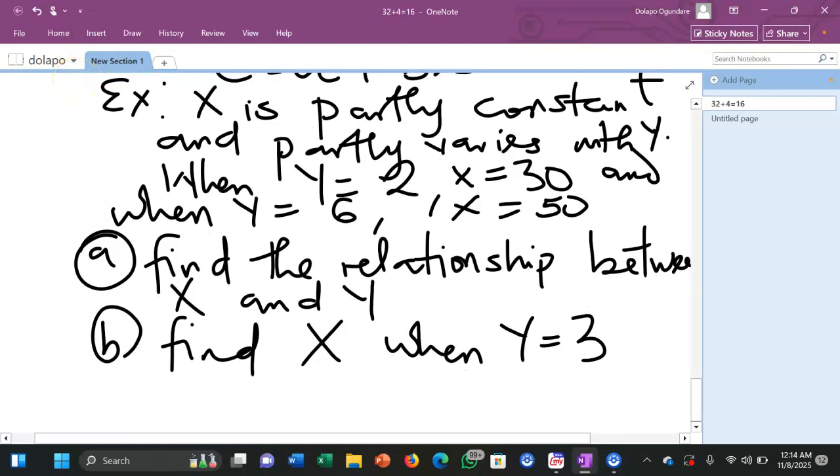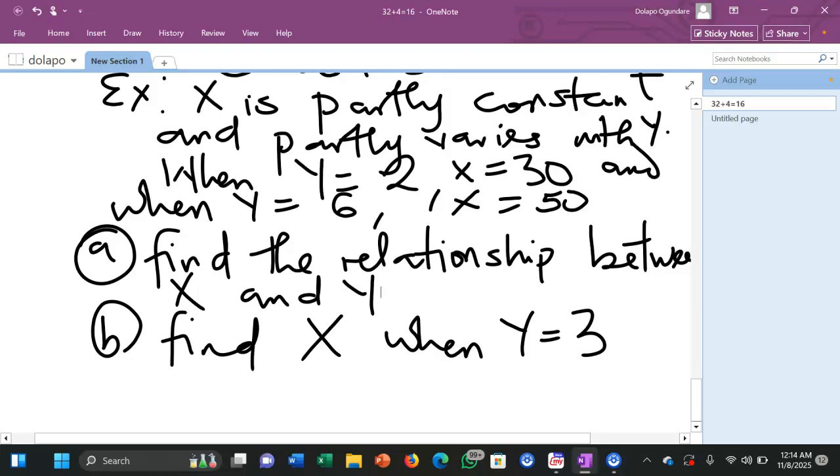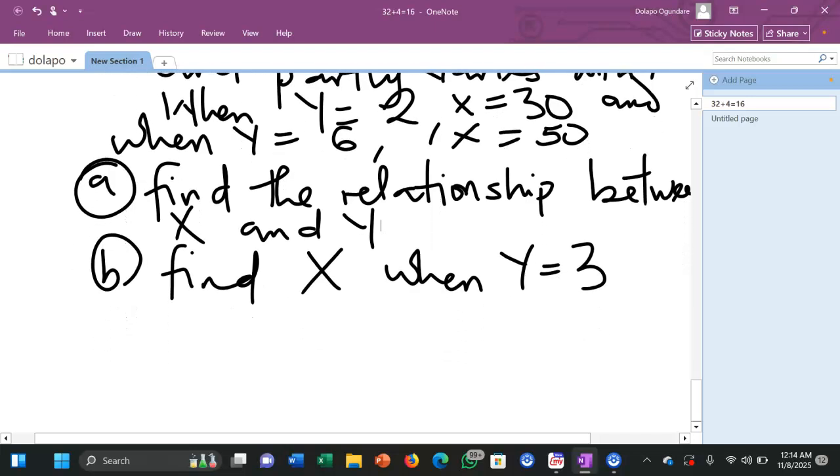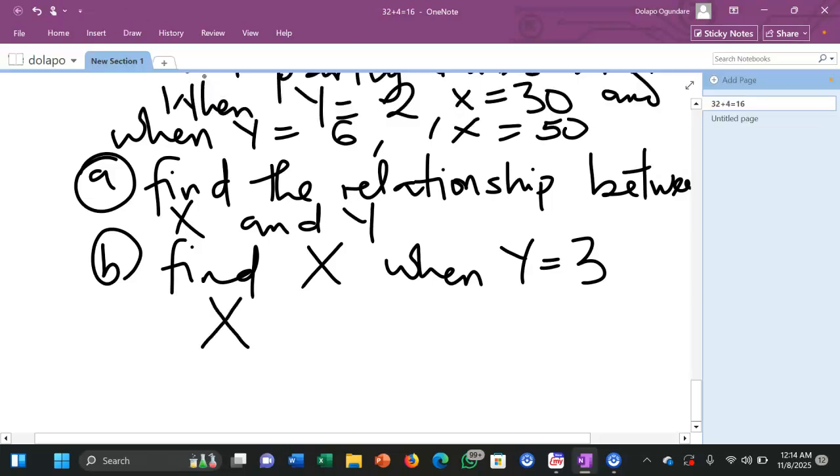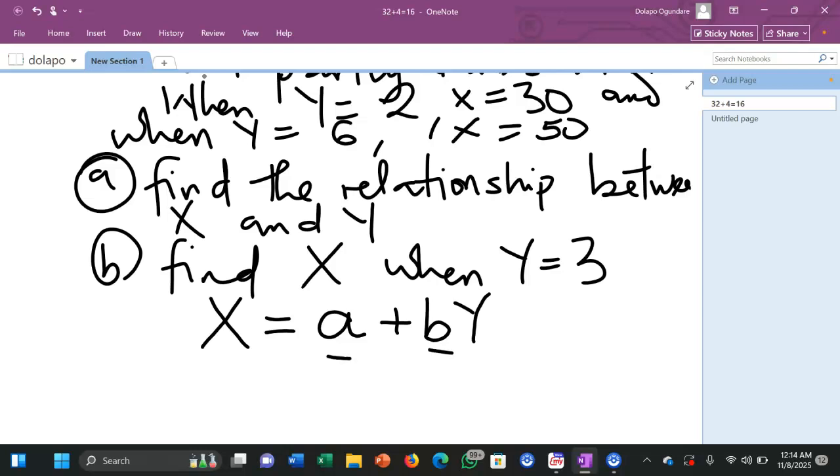Now let us interpret it. X is partly constant and partly varies with Y. That's the very first thing you will interpret. So X is partly constant, there's a partly constant part and a part that varies with Y. So this is what you are going to have. Now, the very first set of data is for you to get the values of your constants. Note that under partial variation, we have two constants, unlike direct, indirect, and joint variation, where we have just one constant. So for partial variation, there are two constants.